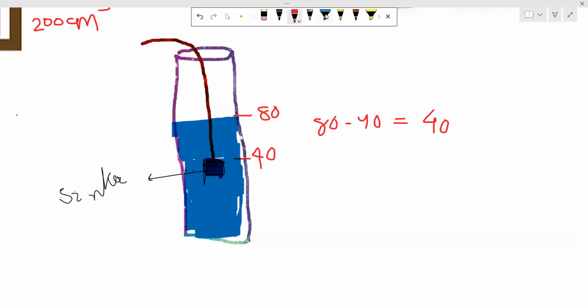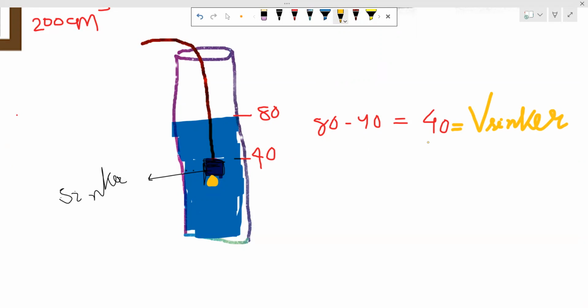Now we have to tie the object here. We tied the plastic near the sinker. We subtracted the initial level and final level before tying the plastic, and that is the volume of the sinker. Now it is how much? 40. So the volume of the sinker is 40.